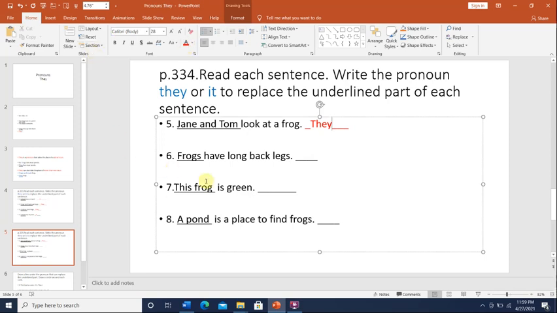Number 6. Frogs have long back legs. Frogs. Is that singular or plural? Plural. I will also replace it with the pronoun they. What about this frog is green? This frog is green. That means only one frog. I will replace it with the pronoun it. A pond, number 8. A pond is a place to find frogs. A pond, this is only one pond. I will replace it with the pronoun it.